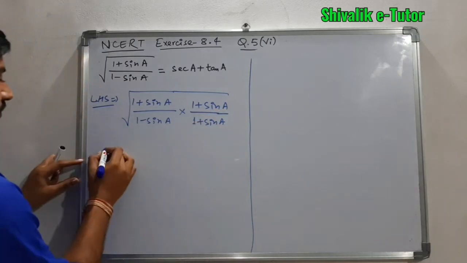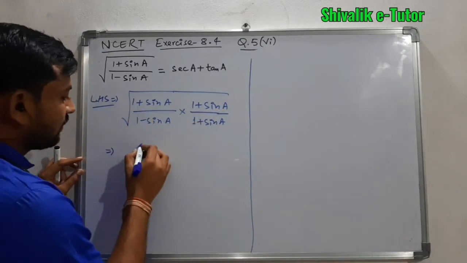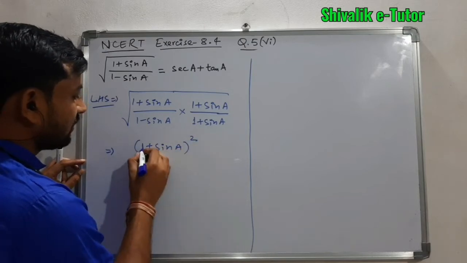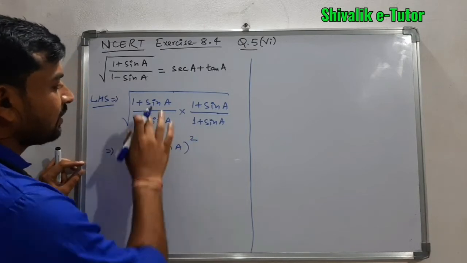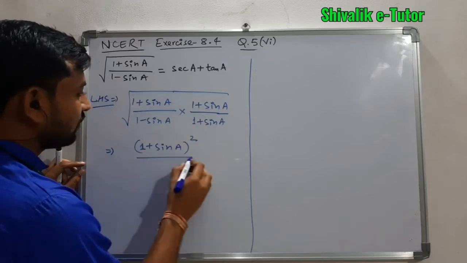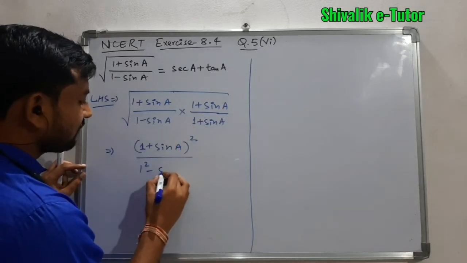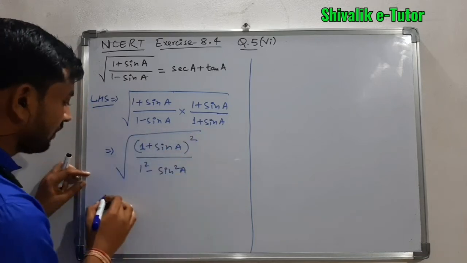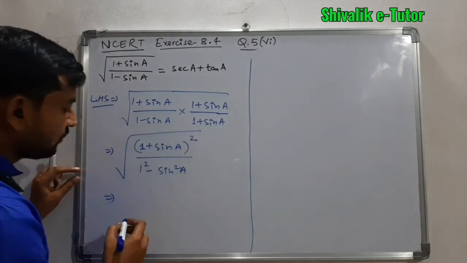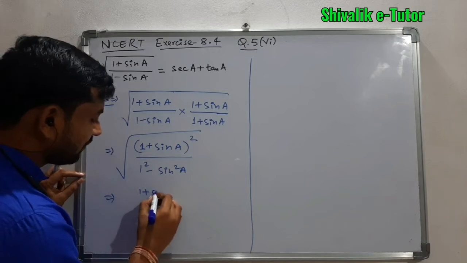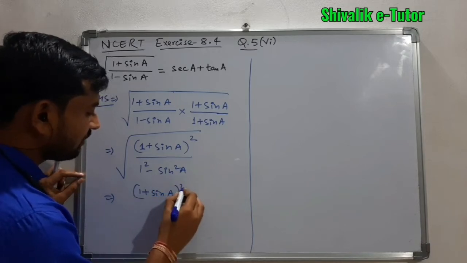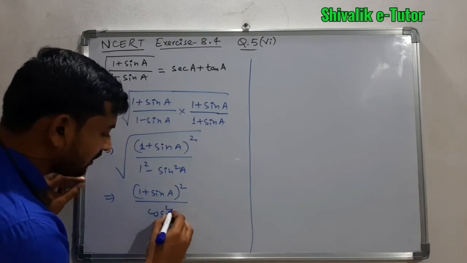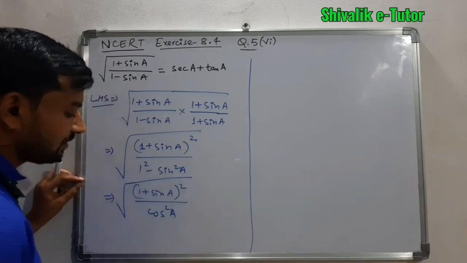Right? Now here what we can do, this is 1 plus sin A whole square. ये क्या है? 1 plus sin A whole square है. 1 plus sin A into 1 plus sin A upon, here we are getting 1 square minus sin square A, and the square root of this. Now when we look at this, we are getting 1 plus sin A whole square upon 1 minus sin square A, which is nothing but cos square A.